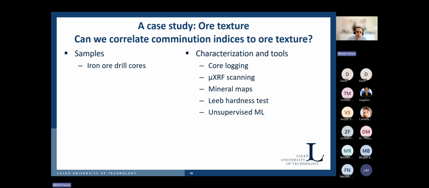Then we have another case study, and this one focuses on ore texture and its correlation to hardness. And we are exploring whether we can correlate Leeb values to different textural patterns in the drill cores. We have used core logging information, mineral maps from the micro-XRF scanning, converting those to minerals using software, Leeb hardness, and unsupervised machine learning. And the drill cores are iron ore drill cores.